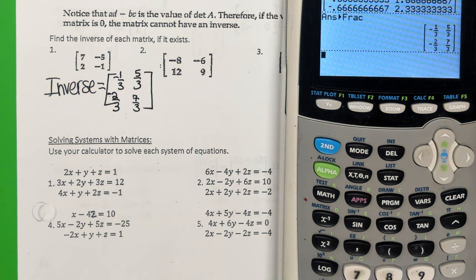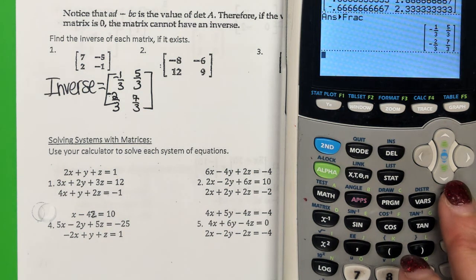Yes, sir. We're going to get to that. I'll show you. What's your calculator going to give you? There. Yep. All right. Let's do number 2.